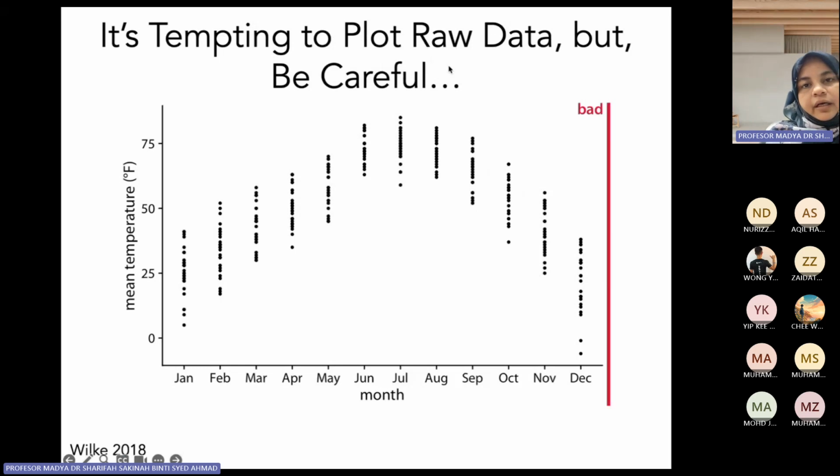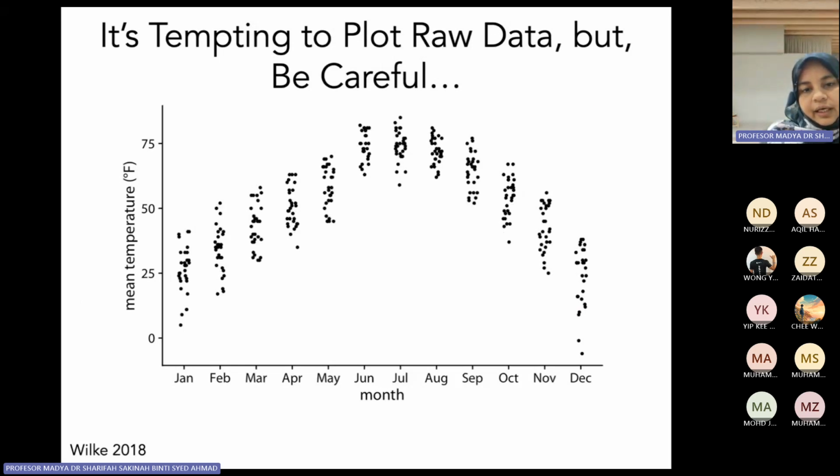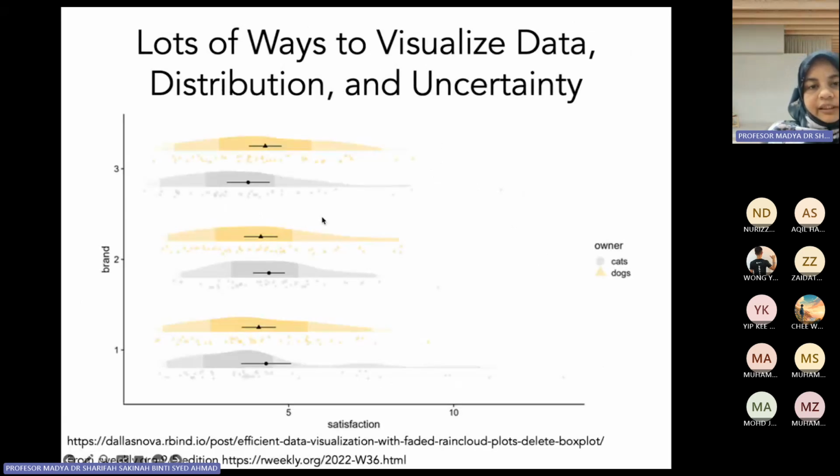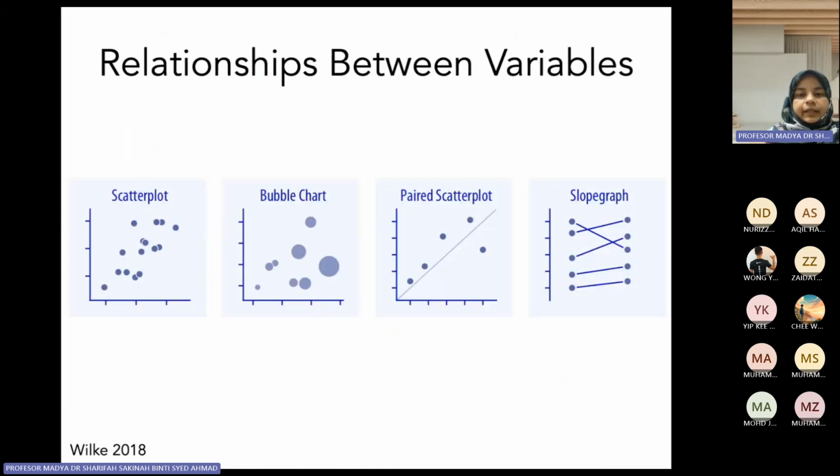So you can see here, plot the raw data, but be careful. This one is where we just plot all the raw data, but sometimes it does not really give a good representation and meaning to the data. Okay, so whether you want to use this or this one, at least you can show something about the data. Okay, this is another way of representing data. So some of the visualizations show the distribution and the uncertainty of the data.